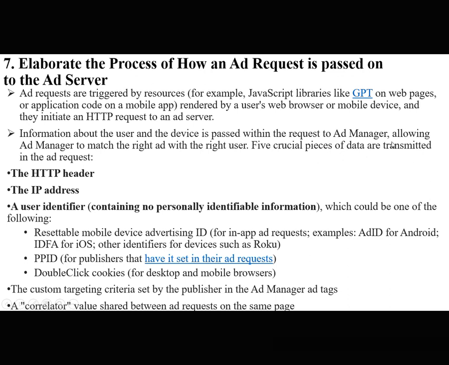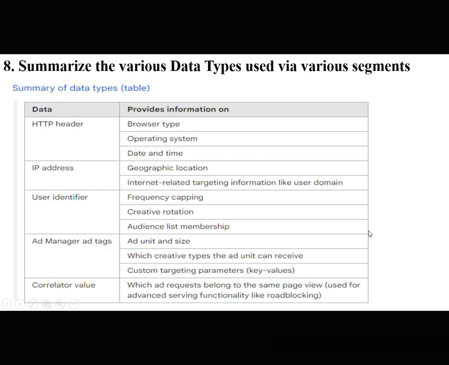Five crucial pieces of data are transmitted in the ad request: HTTP header, IP address, user identifier containing no personally identifiable information, which could be one of the following: resettable mobile device advertising ID for in-app ad requests, for example ad ID for Android, IDFA for iOS, other identifiers for devices such as Roku, PPID for publishers that have it set in their ad request, DoubleClick cookies for desktop and mobile browsers; the custom targeting criteria set by the publisher in the Ad Manager ad tags; and a correlator value shared between ad requests on the same page.